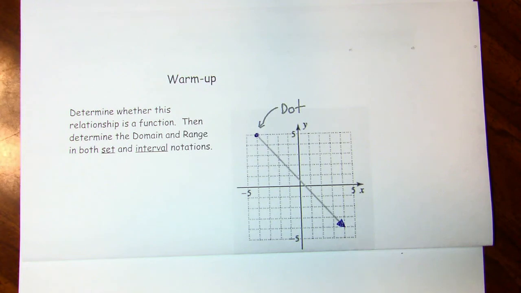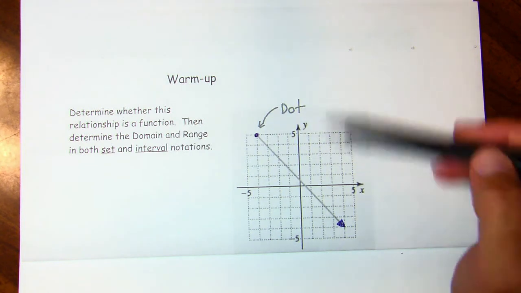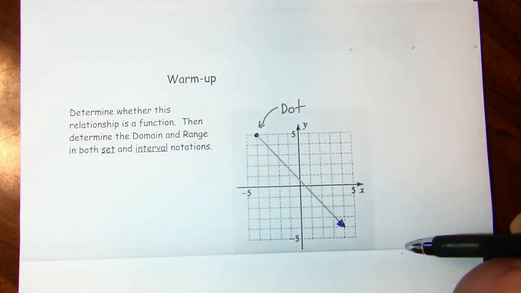Okay, so now we're going to hopefully hit play and do it real quick. It says determine whether this is a function, and what's the domain and range, and do it in both set and interval notations. Now this one's actually a little tricky. So let's look at it. First of all, is it a function? If I was to draw a vertical line through all parts of this, would it connect with this more than once? And the answer is no. So this is a function.